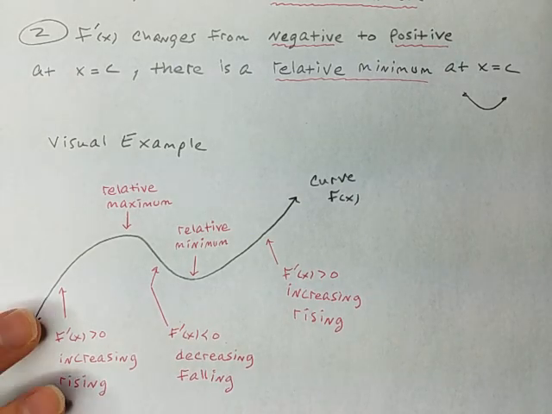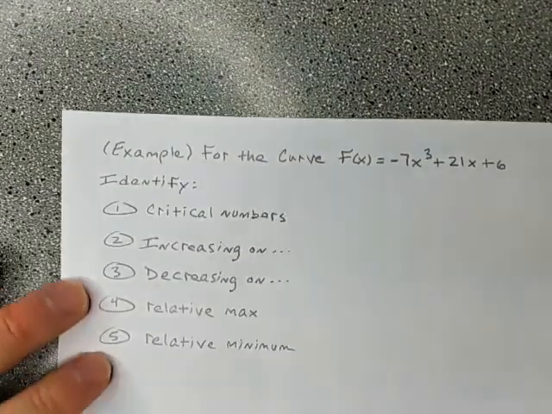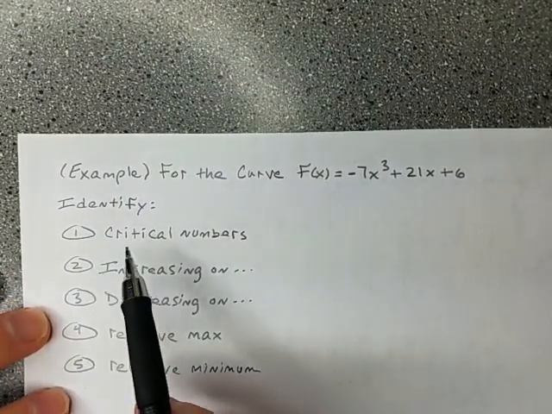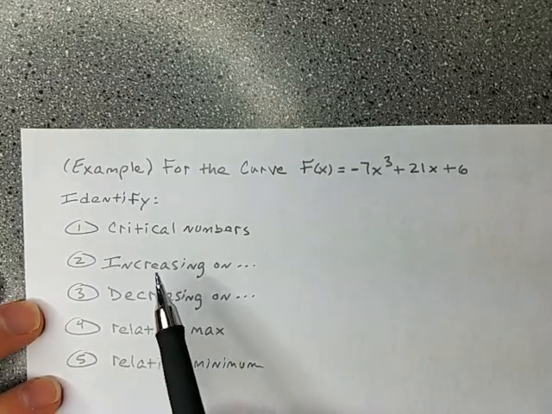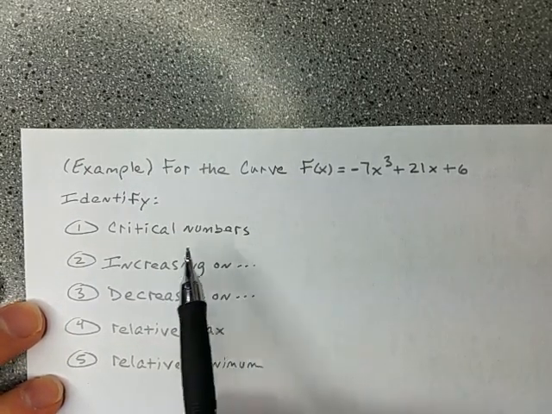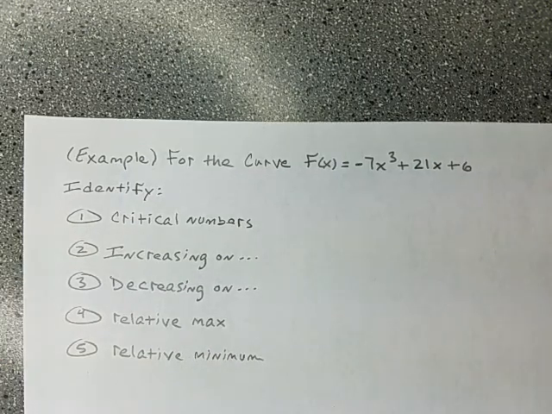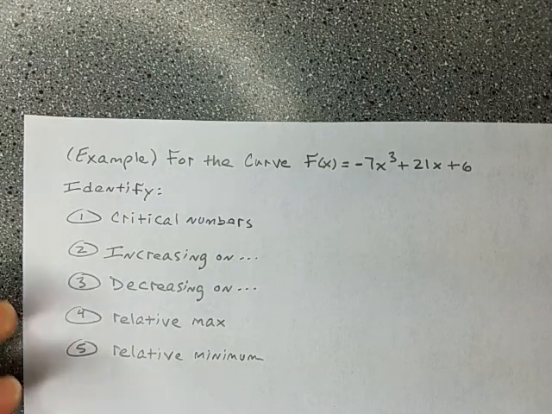All right, now let's see if we can do one of those from scratch. So take this curve here. Can you tell me the critical numbers? Can you tell me where it's increasing and decreasing? And if you can do that, can you tell me where it has a relative maximum and minimum point? All right. Okay, so that's what that one's about.